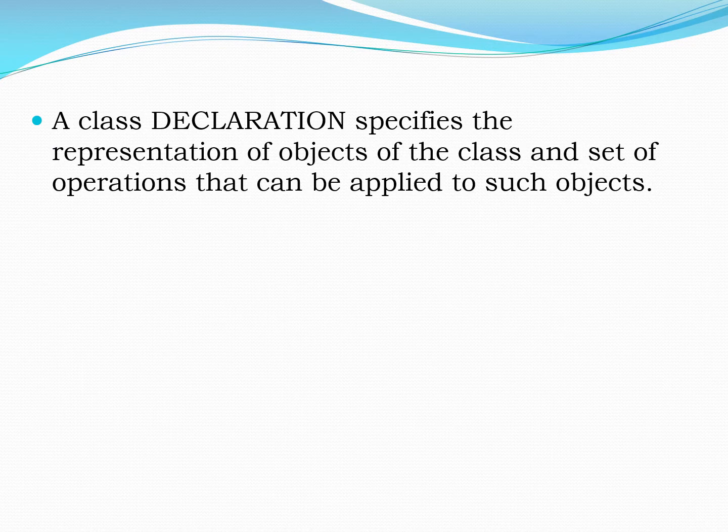Now we will see what a class declaration is. A class declaration specifies the representation of an object of a class and the set of operations that can be applied. A declaration is used to specify the name of a program element, such as the name of a variable, function, class, etc. No name can be used in a program without declaring it. If you never declare a name in the declaration part, that name cannot be used in any part of the program.